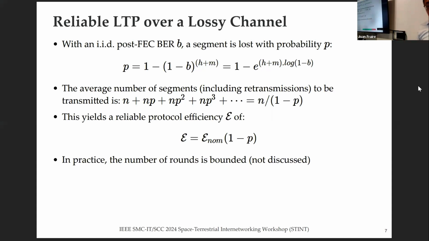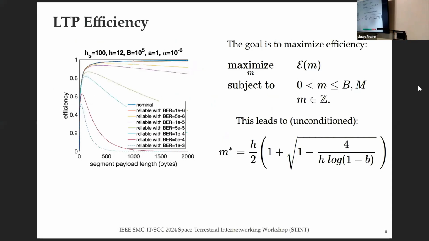Okay, enough of equations. Let's have a look at charts. What we have over there is a chart of the protocol efficiency. The blue line is the nominal efficiency with no errors in the channel. What we have on the x-axis is the payload size, right? So if we have no errors in the channel, it's best to use the largest possible segment size, which is exactly what Fred was discussing this morning.